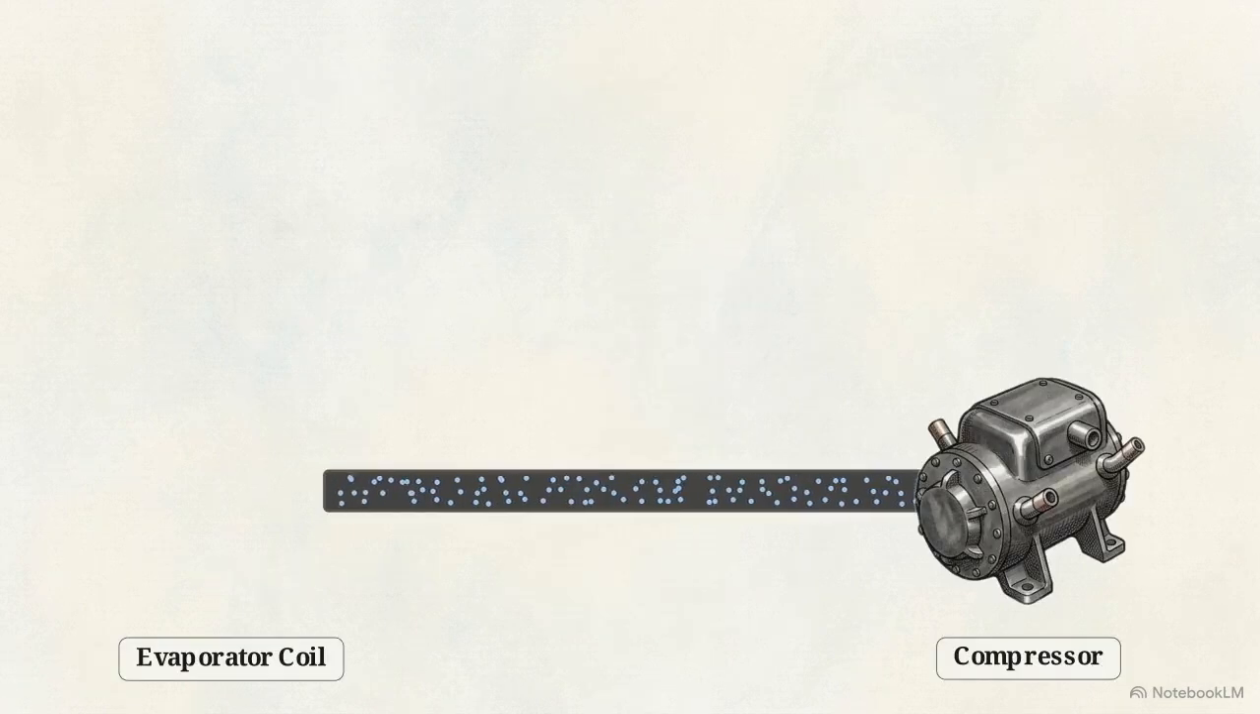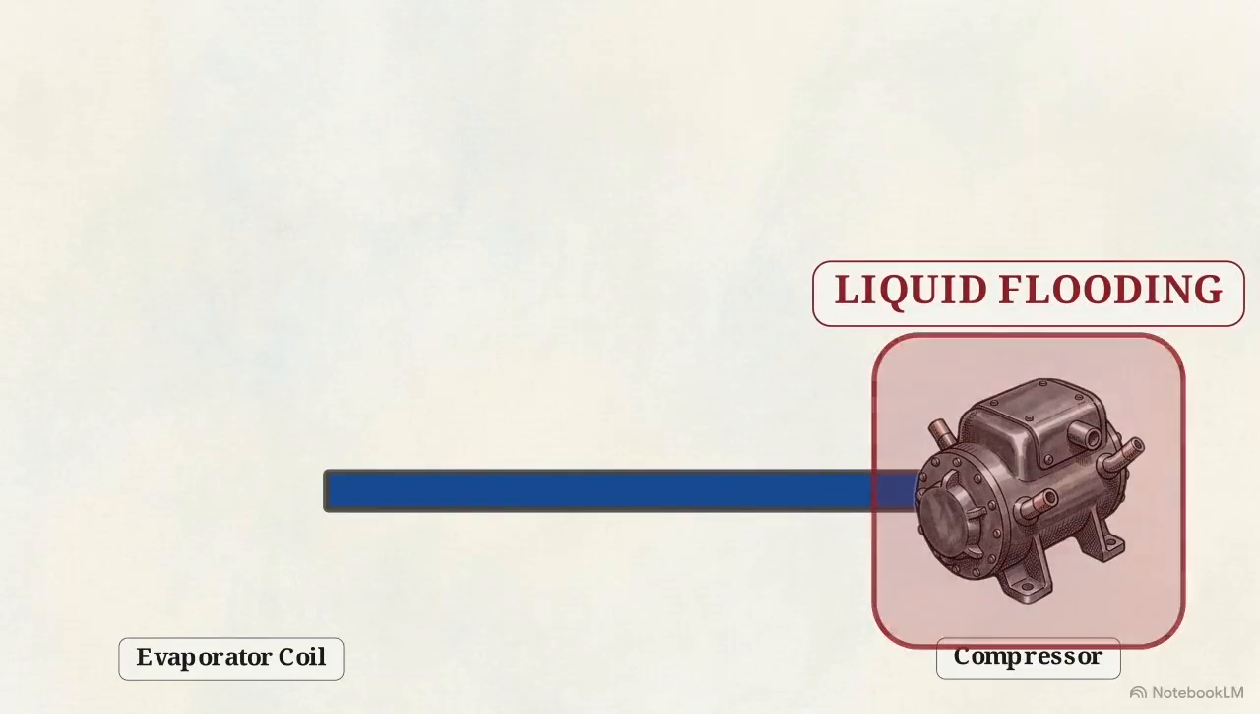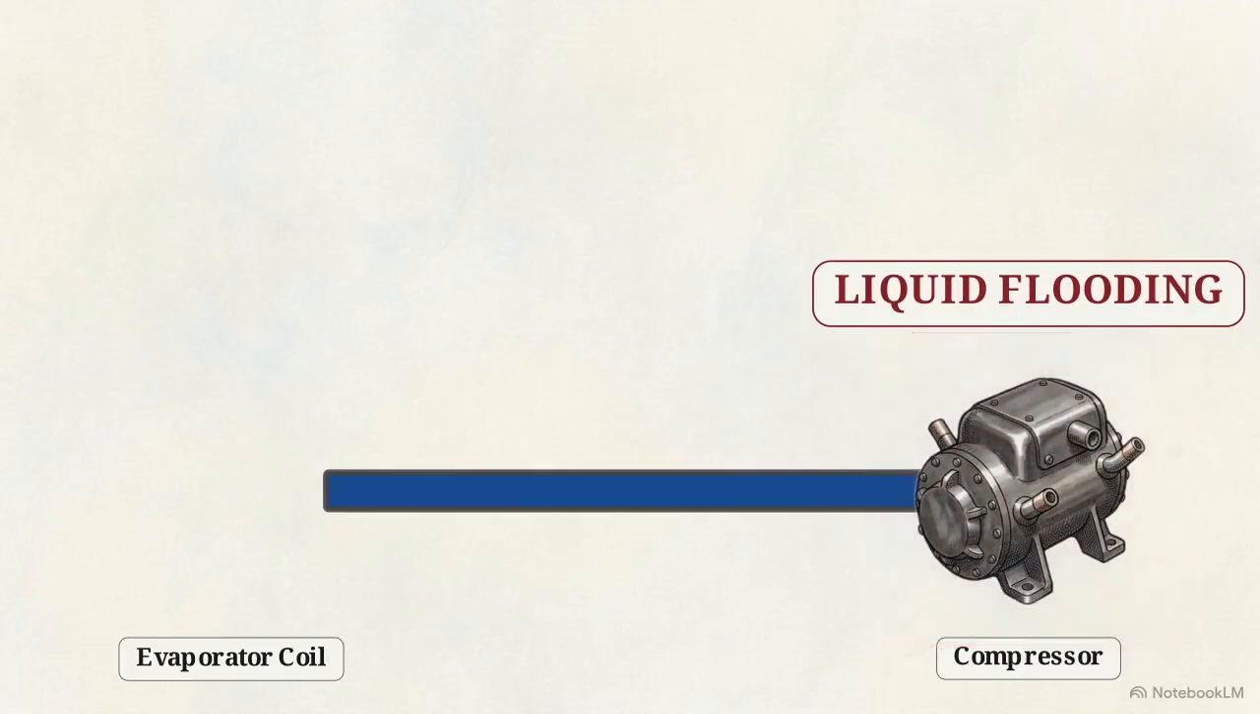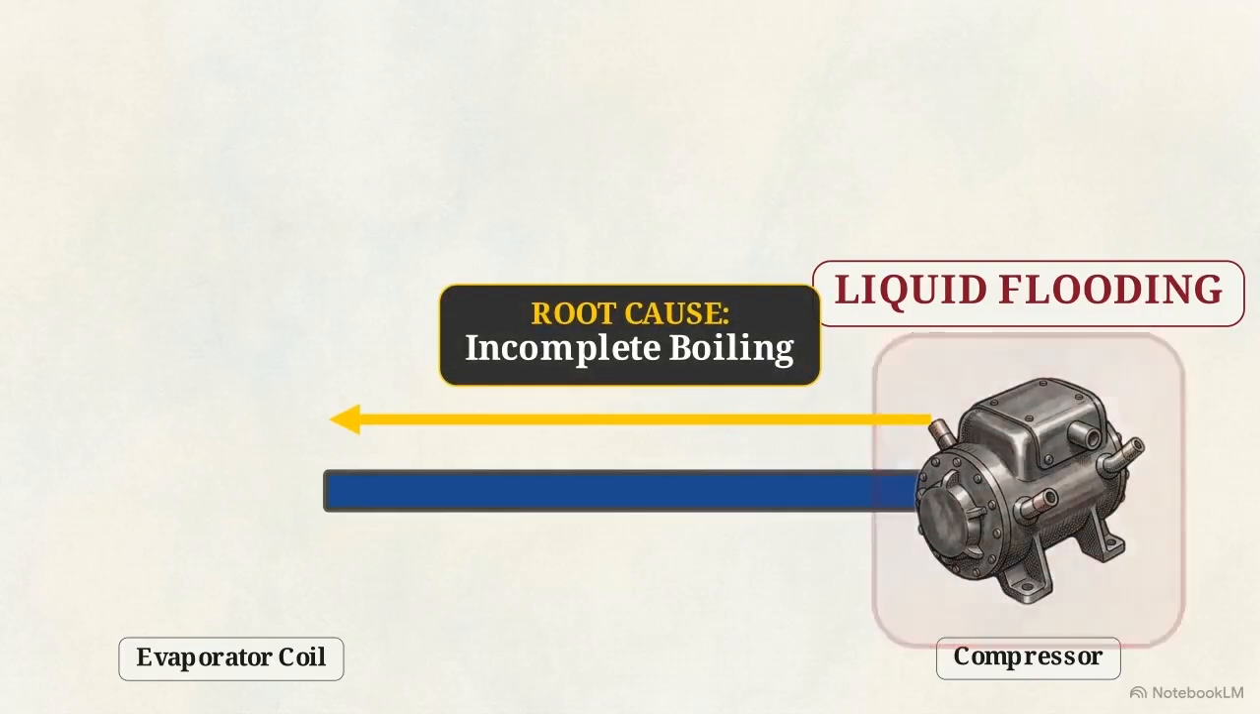If the boiling process is incomplete, the remaining liquid escapes the coil and creeps down the suction line, traveling directly toward the compressor. When that raw liquid reaches the compressor, it creates a system-killing event known as liquid flooding. Ultimately, a mechanical failure at the compressor usually traces back to a breakdown in the boiling process happening further upstream.